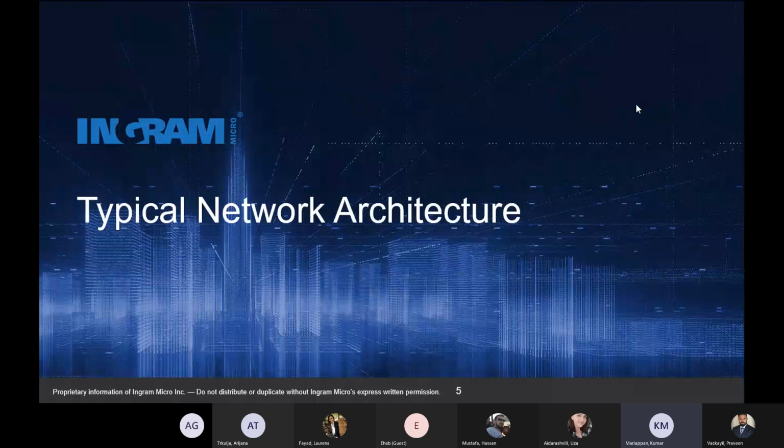Thank you, Praveen, for the introduction. And as Praveen said, it is typical to start with knowing the network architecture.